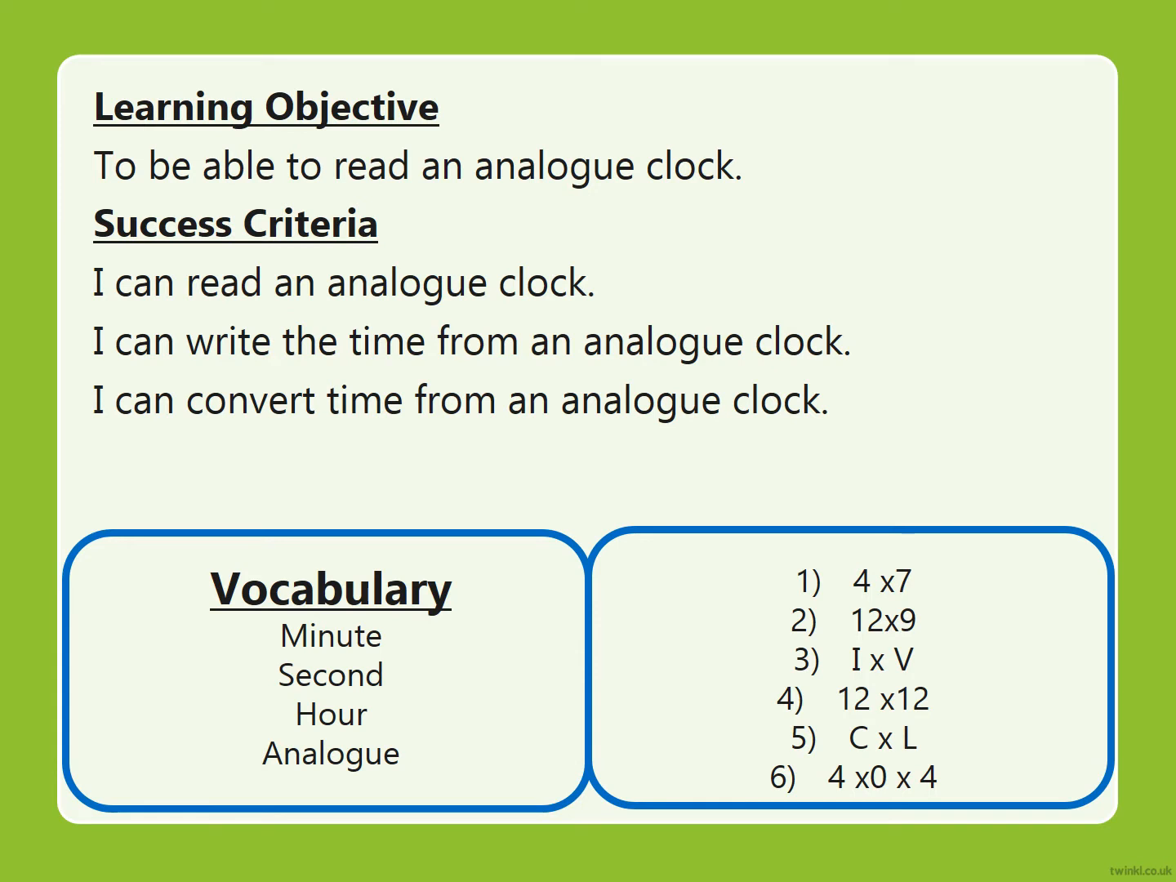Okay, so we started looking at clocks yesterday as a year 4 cohort, and we're looking today more in depth at a certain type of clock, something called an analog clock, which we're going to go on to in a moment. Your learning objectives are at the top for you to write in your book. Your success criteria: hopefully by the end of this lesson we will all be able to read, write and convert time using an analog clock.